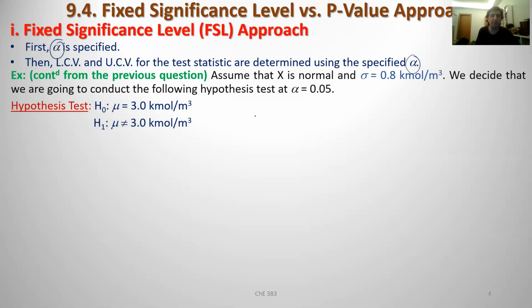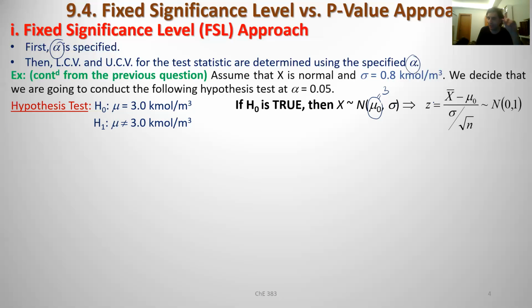Then again, this hypothesis test: mu is equal to 3.0 or not equal to 3.0. Now, if H0 is true, then X is going to be normally distributed with the mu 0 value, which is actually equal to 3, and the given sigma value.